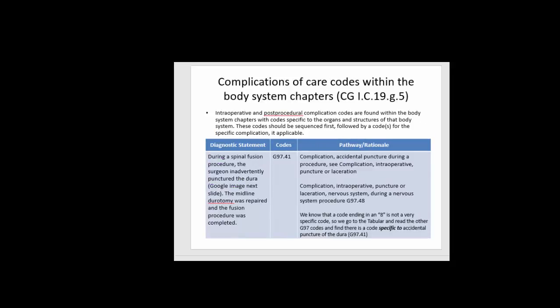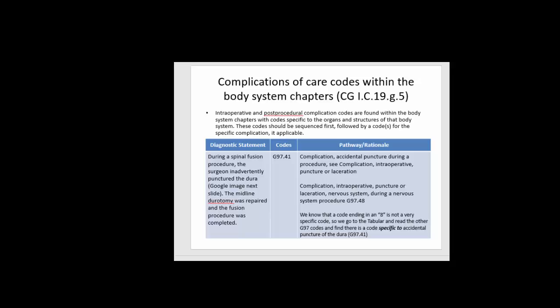Complication of care codes within the body system chapters. Sometimes you can look through the different body systems, and it's usually towards the back of the chapters that it starts talking about intraoperative and post-procedural complications. In this particular statement, there was a spinal fusion. The surgeon inadvertently punctured the dura, and I'm going to show you an image on the next slide of what that is. That was repaired and the fusion was completed. So the coder is going to code the accidental puncture of the dura.